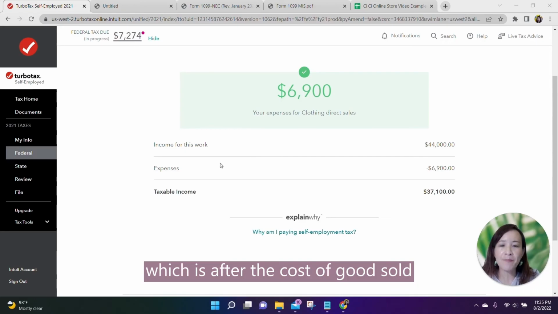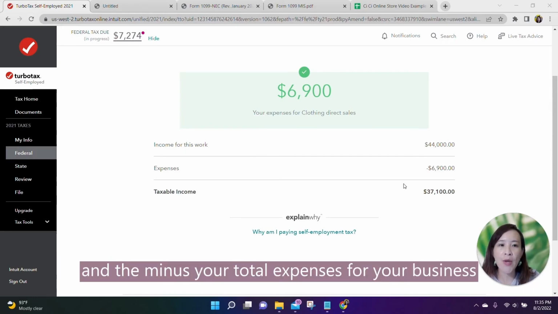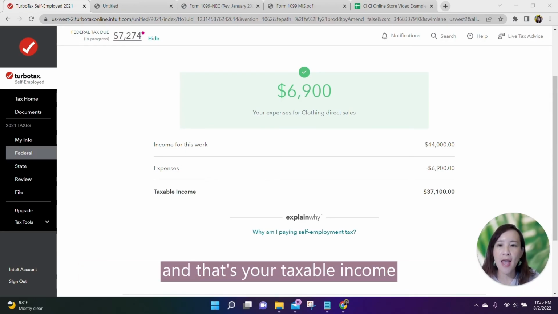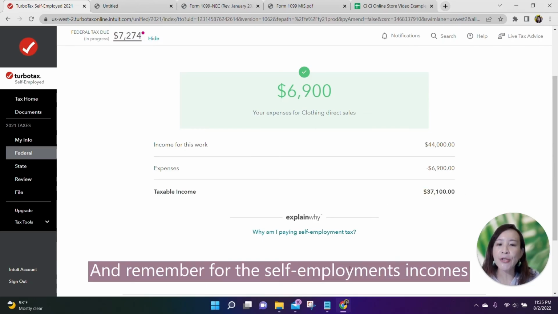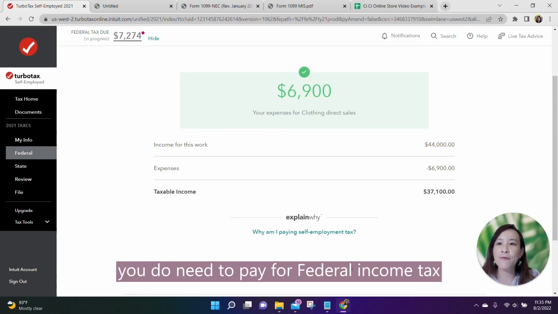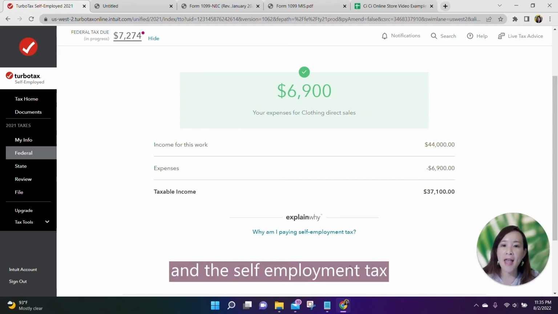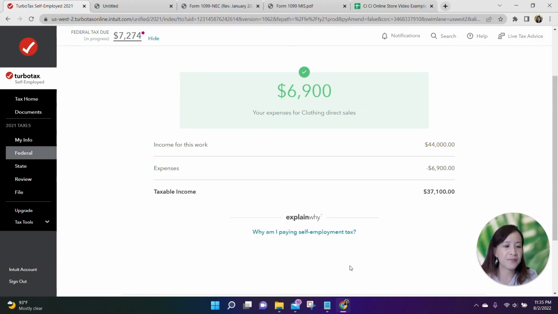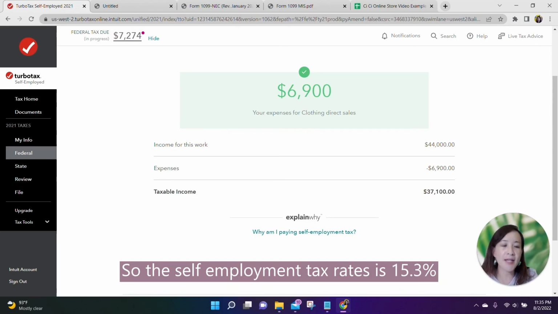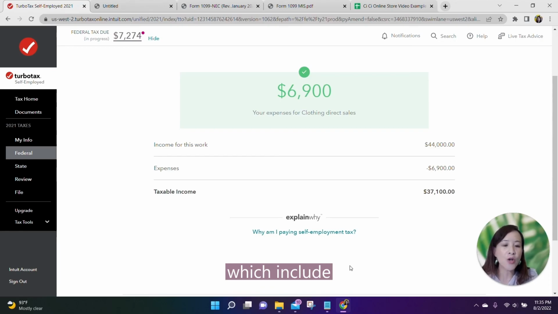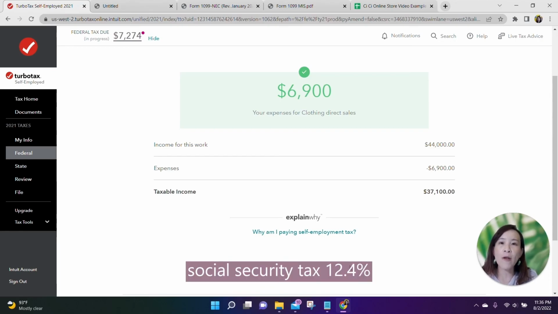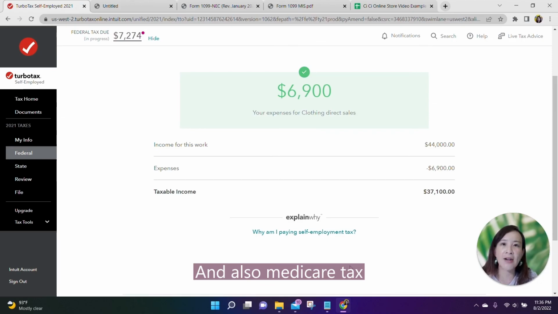So the next page, it will show you the income for this work, which is after the cost of goods sold, and then minus your total expenses for your business, and that's your taxable income. And remember, for the self-employment income, you do need to pay federal income tax and the self-employment tax. So the self-employment tax rate is 15.3%, which includes Social Security tax 12.4% and also Medicare tax 2.9%.